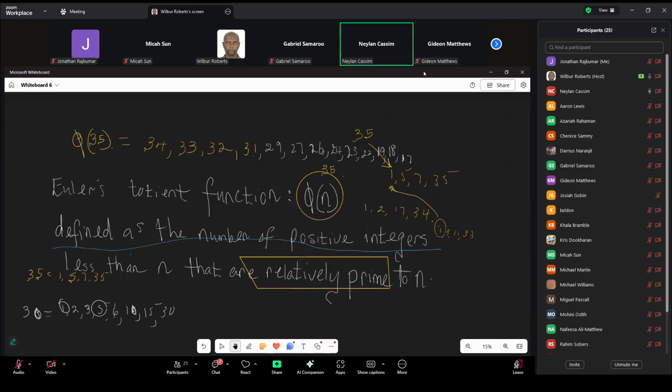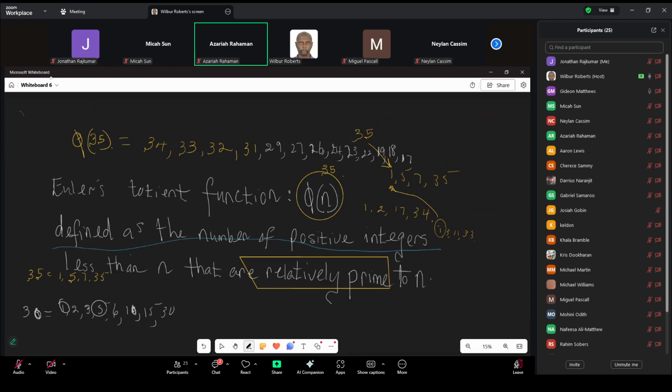I got 20 total. For the 20, okay. Anybody else get any other answer? I got 23. I get 24. All right, a couple of people get 24. Oh wait, I did my math wrong. Sorry, I had 24.